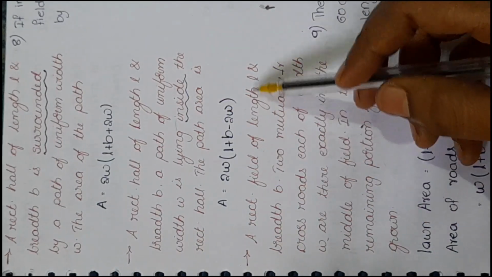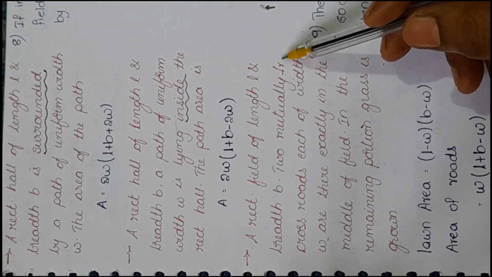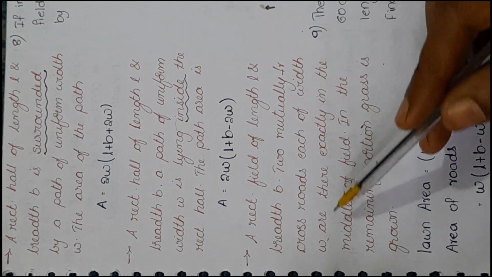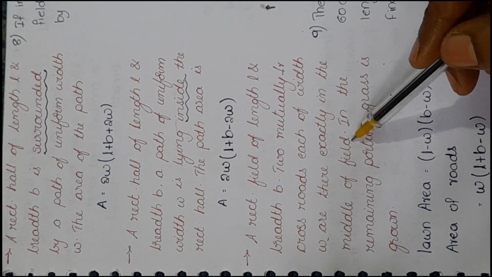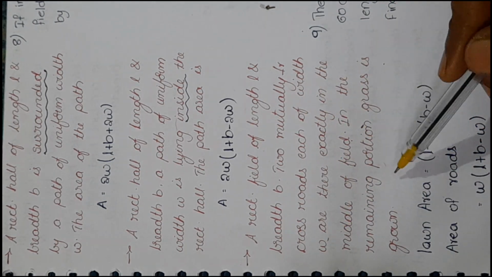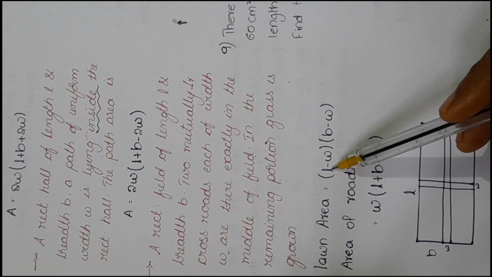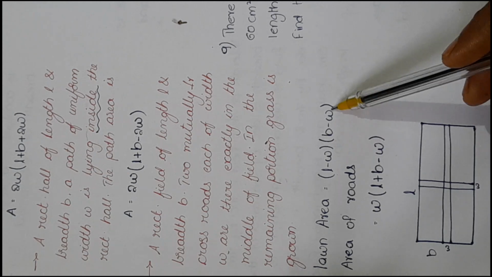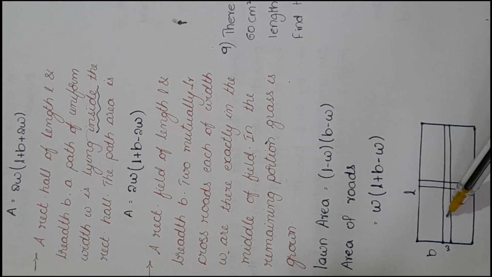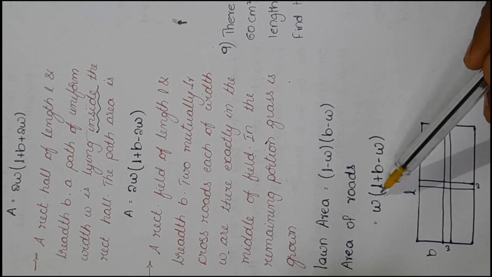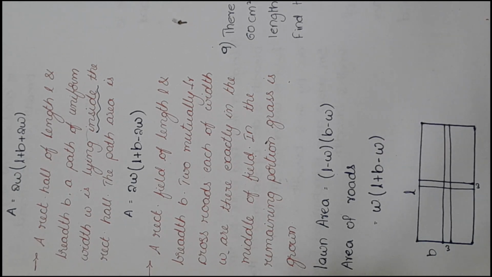A rectangular field of length L and breadth B, two mutually perpendicular crossroads, each of width W, are there exactly in the middle of the field. In the remaining portion, grass is grown. This is the image for the above point. Now the lawn area is equal to (L minus W) into (B minus W). Area of the roads, that is this one, is equal to W into (length plus breadth minus W).